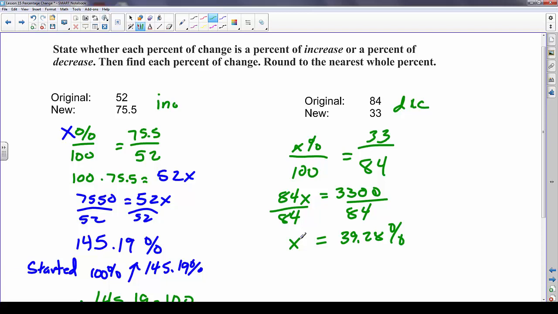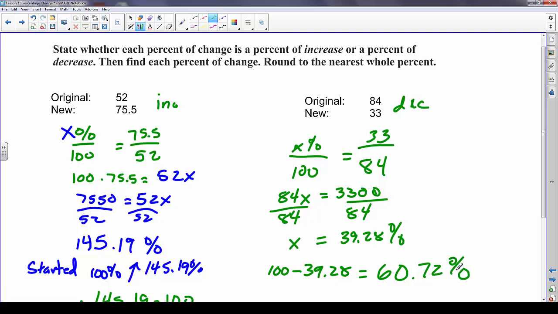Again, this problem is not done because we started at 100 and we went to 39%. So if I take the difference of these two, I get my percent change. So I go 100 minus 39.28 and I get a 60.72% change.